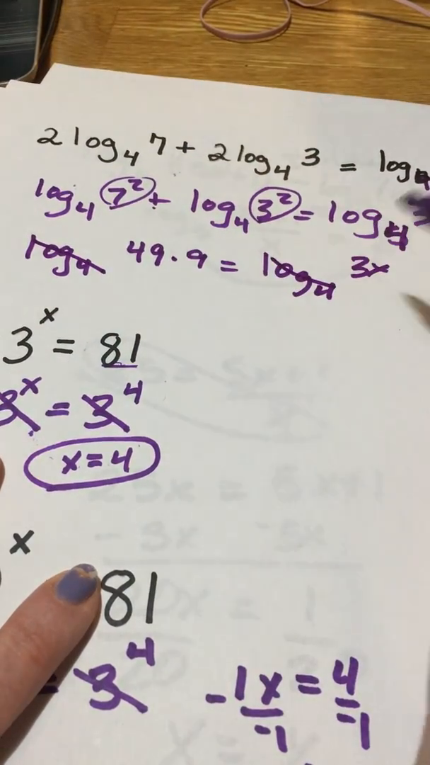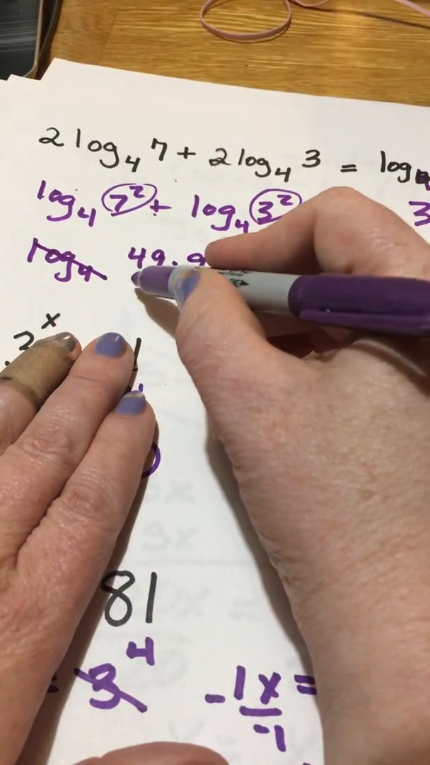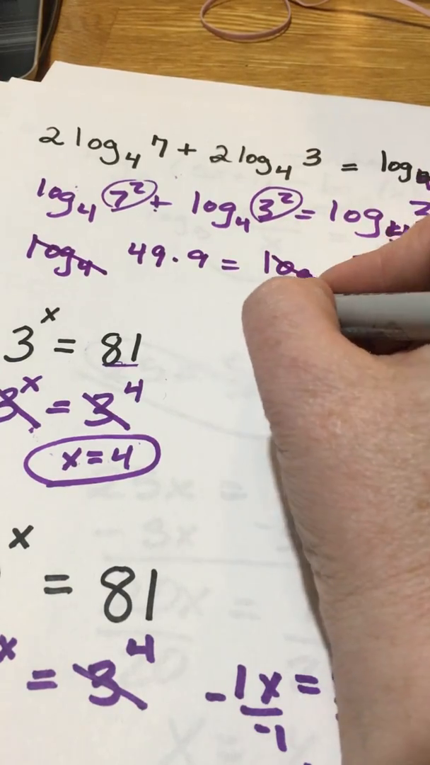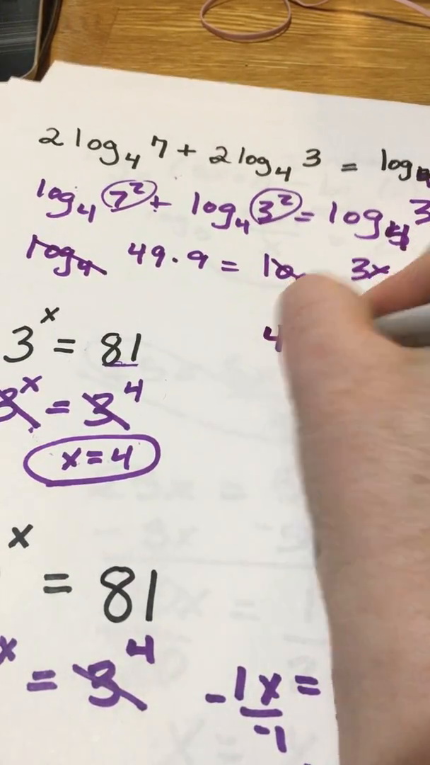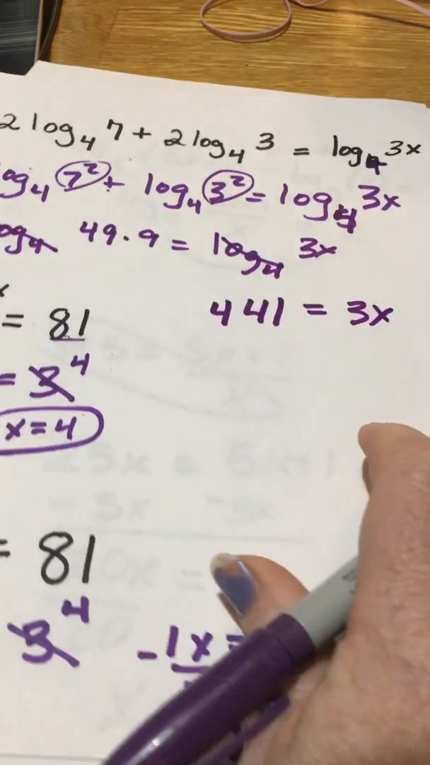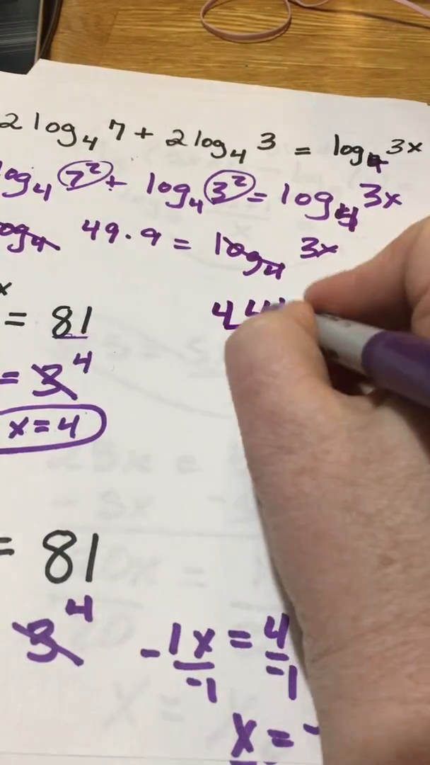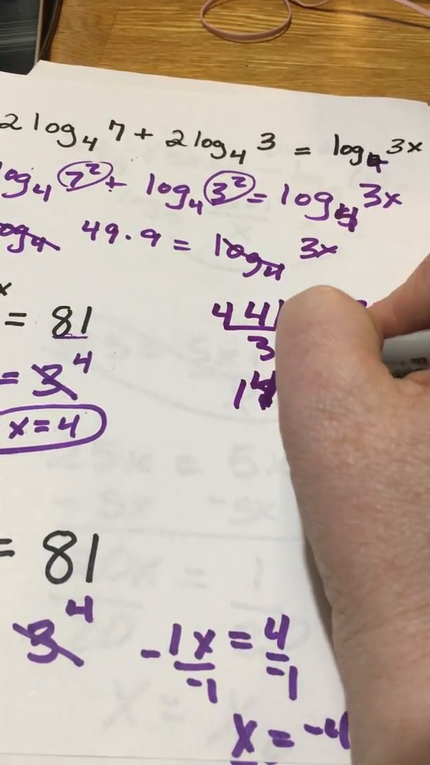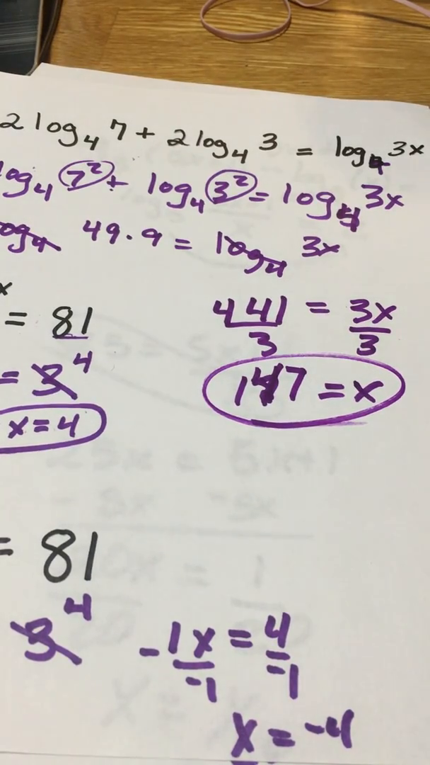Well, I can delog it now that they have the same base. 49 times 9 is 441. And then that equals 3x. I divide by 3. And in this case, x will equal 147. And that's all you have to do. Now, sometimes you have to think a little, but if there's logs on both sides, you're looking to get down to 1 log each. If there's not log on both sides, you're looking to do the loop-de-loop and simplify. Good luck.